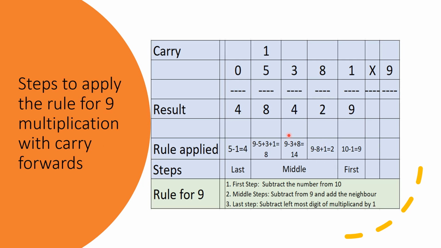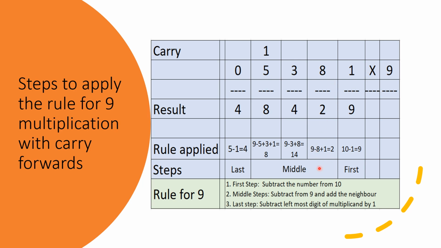Next one, we will see how carry forward works for the case of 9 multiplication. As I mentioned, there are 3 steps you have to follow: first, middle, and last steps. Let's start with the first step. The first step is you subtract from 10: 10 minus 1 equal to 9. And the middle step is, when it comes to 8, you will have to subtract from 9. All these middle steps have to be subtracted from 9 and you add the neighbor.